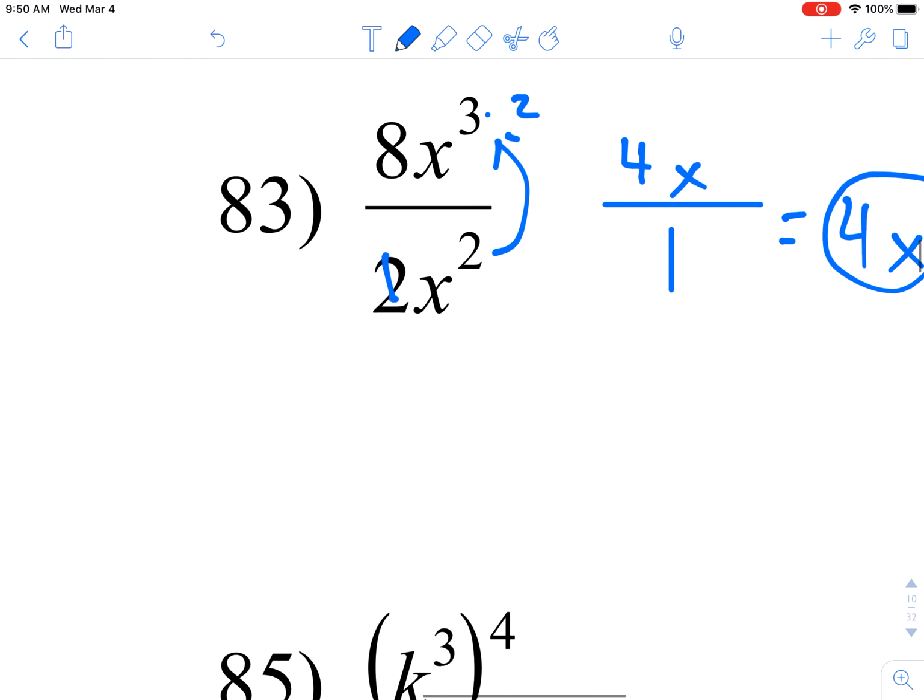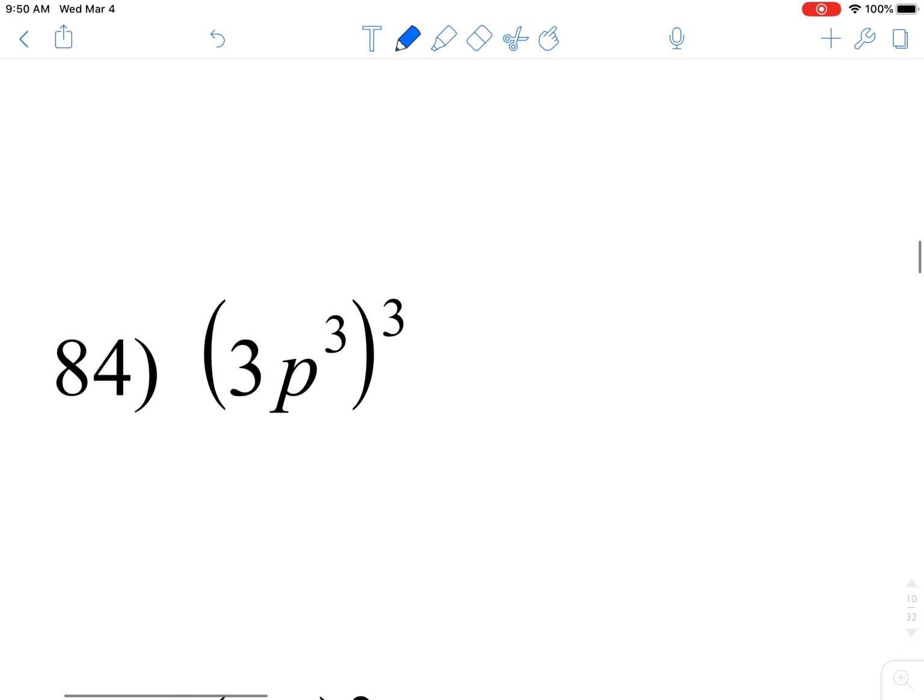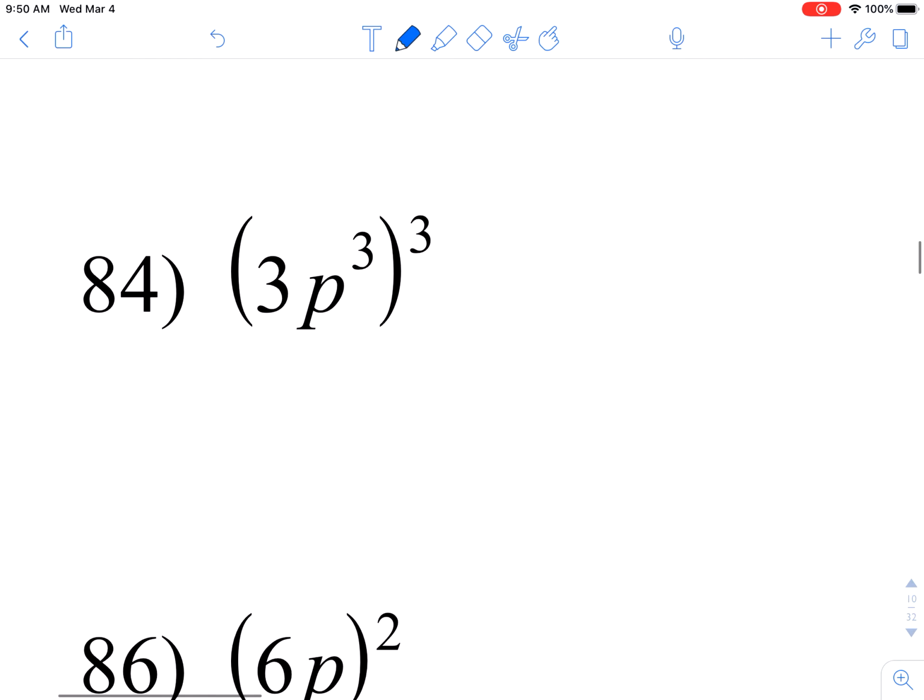Let's take a look at number 84. So this rule is called the power rule.